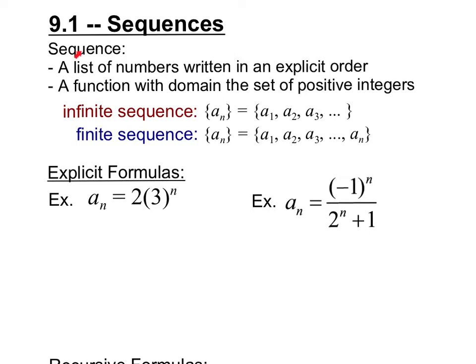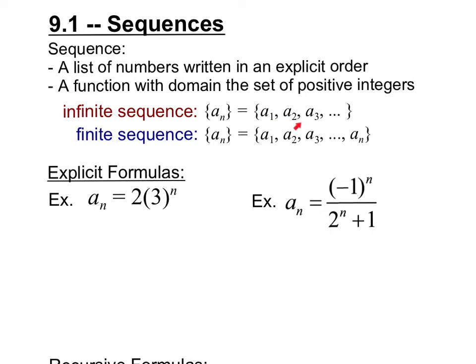We start off by reminding ourselves that a sequence is a list of numbers written in an explicit order. It is also a function with domain, the set of positive integers. And so, an infinite sequence has an infinite number of terms. The 1, 2, 3, that's what you see there. Those are the quote-unquote inputs, or the domain. And that's why the domain is a set of positive integers.